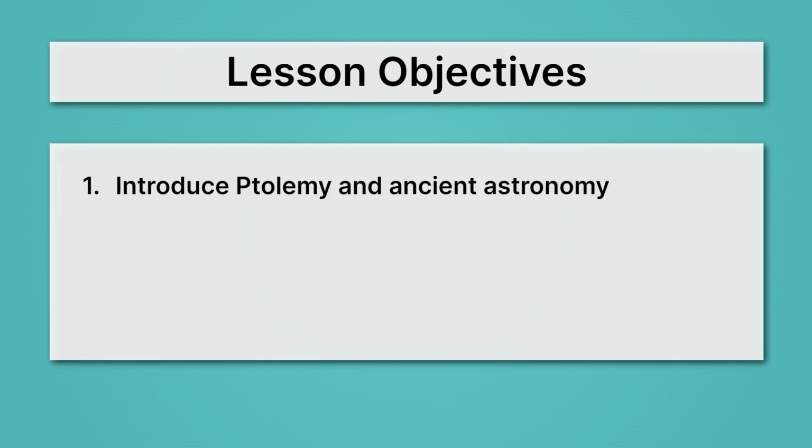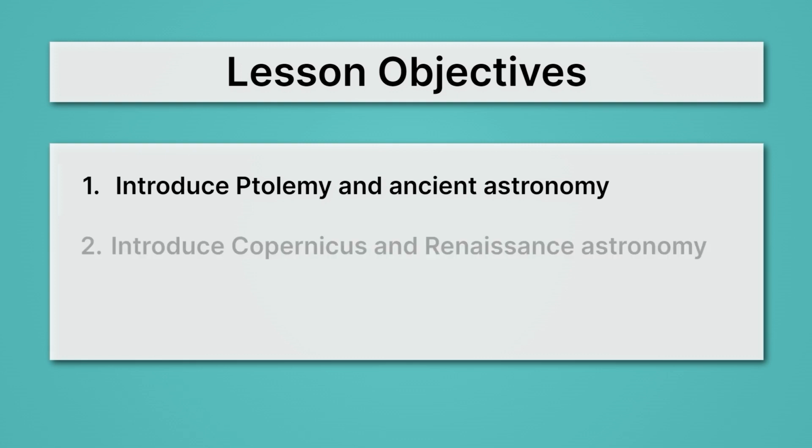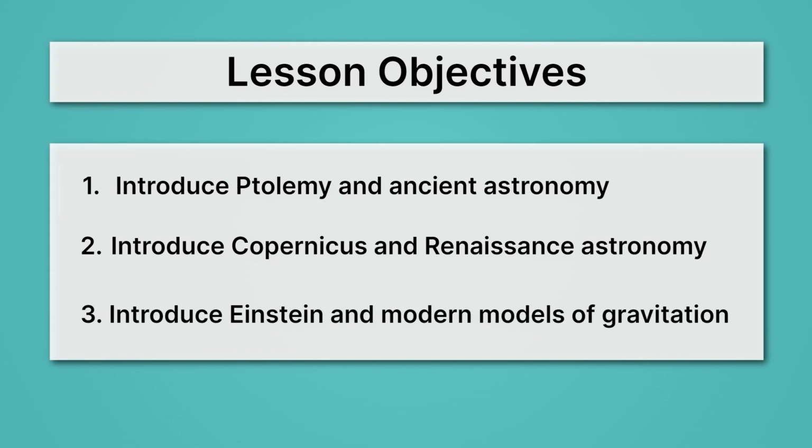Ptolemy is like the king of ancient astronomy who came up with an Earth-centered or geocentric view of the solar system. Even though the Earth isn't at the center of the solar system, Ptolemy's model was extremely accurate at predicting the positions of the planets over the course of the year. Then we'll introduce Copernicus and Renaissance astronomy, where we see a shift to a heliocentric model that places the sun at the center. Lastly, we'll introduce Einstein and modern models of gravitation.